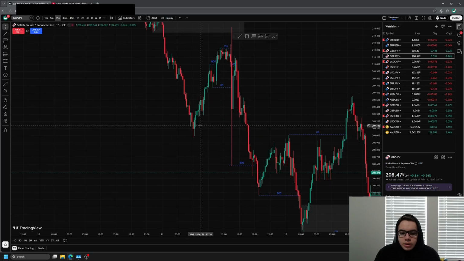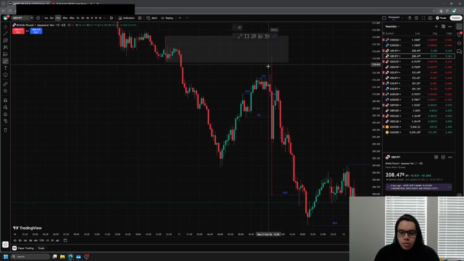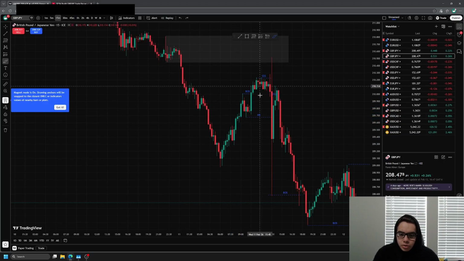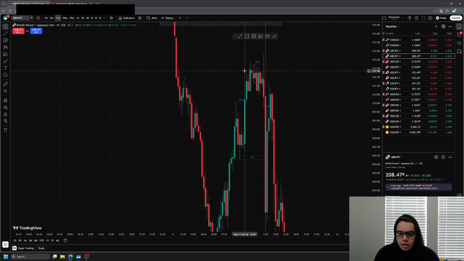I went to the lower time frames and I saw that we're pulling back once this structure shifts. So we have this breaker structure, market structure shift here. So we know that now the pullback has begun and we're looking for buys now. The last bullish breaker structure happened over here.